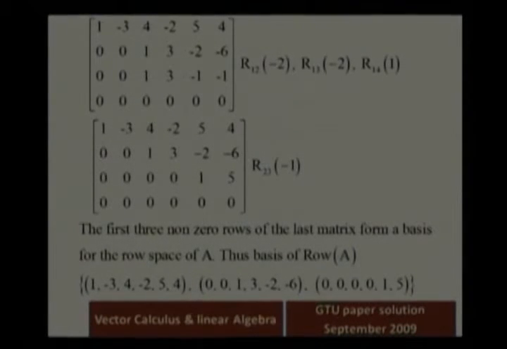What is the first row? 1 minus 3 4 minus 2 5 4. The second row is 0 0 1 3 minus 2 minus 6, and the third row is 0 0 0 0 1 5. So these 3 vectors are exactly the basis for the row space of A.